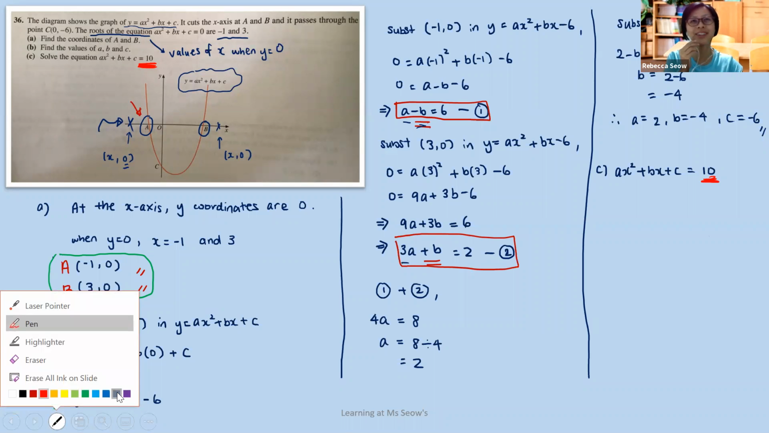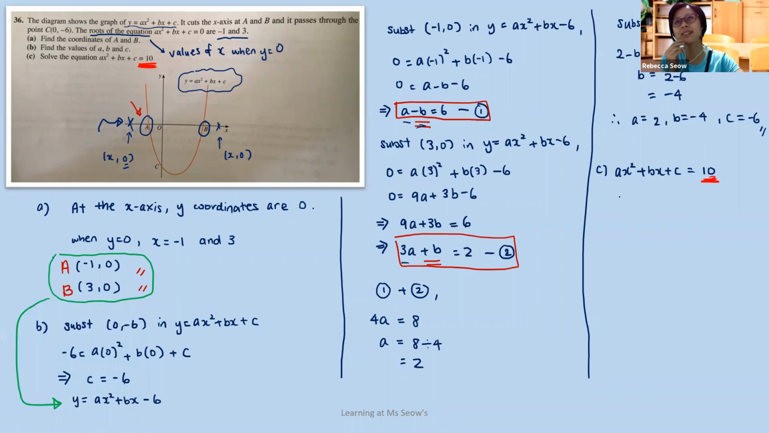Okay, so if I were to sub back the answers, the values of a, b, and c, 2x squared minus 4x minus 6 equals to 10. Okay, and if I were to rearrange the terms, I bring 10 over to the left-hand side, I will have 2x squared minus 4x minus 16 equals to 0. Divide every term by 2. This implies that it is x squared minus 2x minus 8 equals to 0.